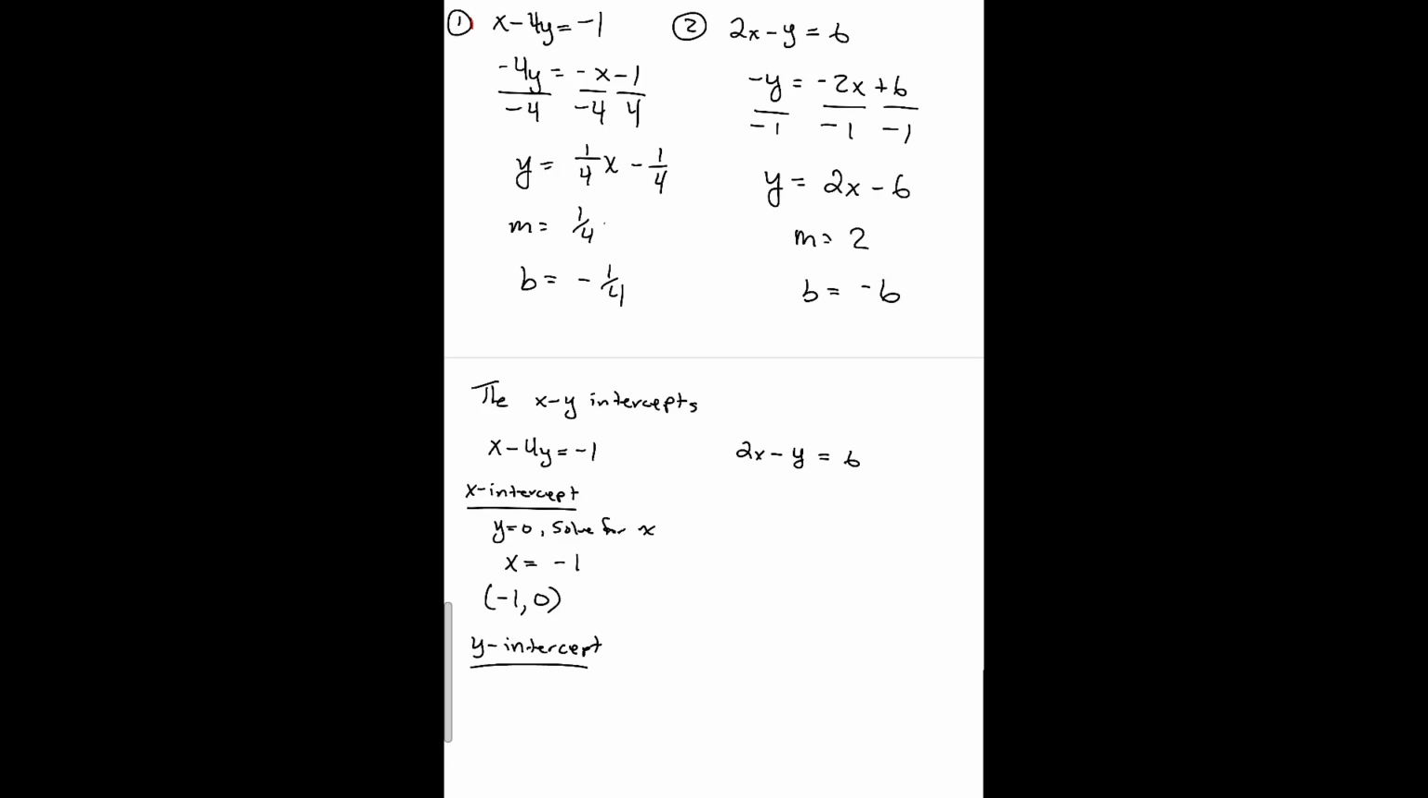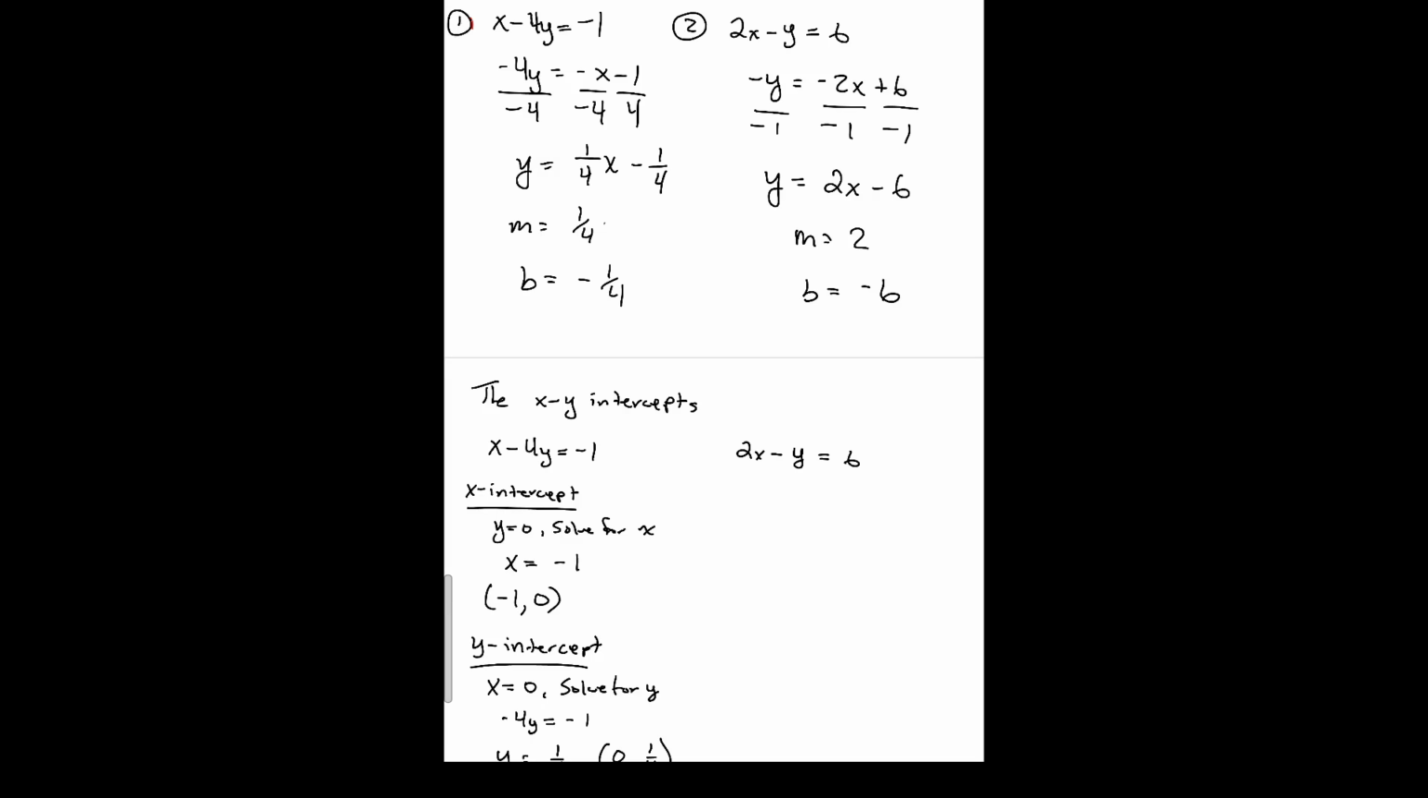For the same equation, we're going to find the y-intercept. For the y-intercept, we let our x value be 0 and solve for y. If our x value is 0, then we have negative 4y is equal to negative 1. Divide both sides by negative 4, and you get your y value, which is positive 1 over 4. So now we have an ordered pair of 0, positive 1/4. Let me circle these ordered pairs because they are going to be very important.